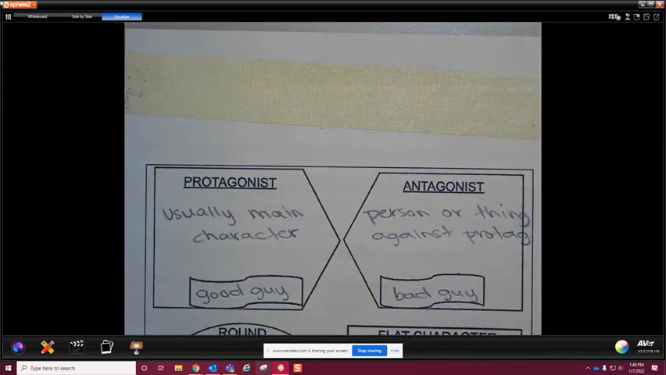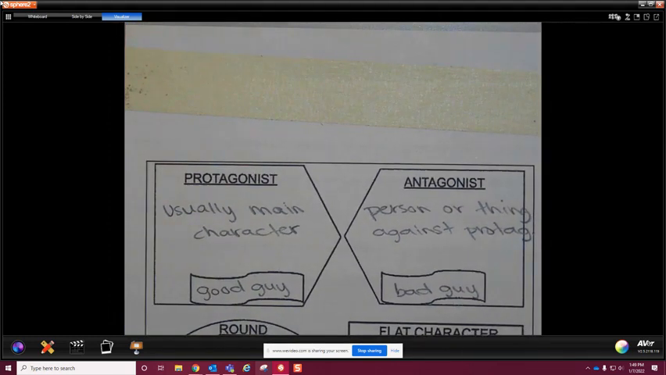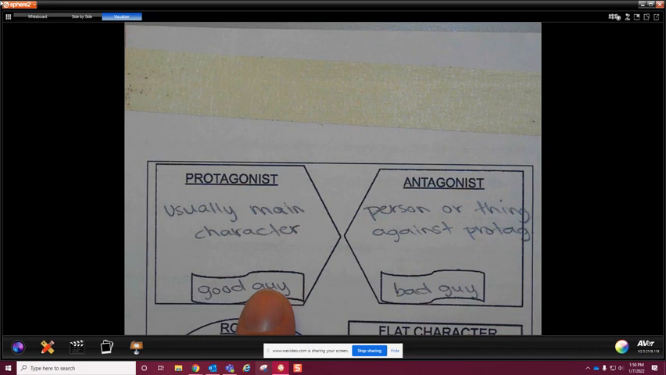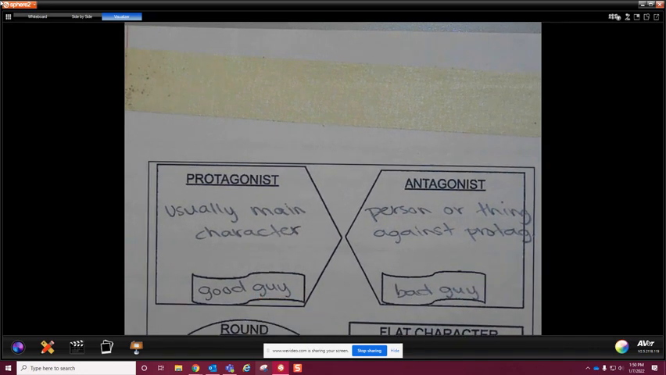So we have protagonist versus antagonist. This is something that you guys have learned quite a bit. But the difference between the two is that the protagonist is like the good guy versus the antagonist is the bad guy. So you have the protagonist who is usually the main character. They're usually good. And they are having some sort of conflict with this antagonist, this person or thing against them. They're kind of like the bad guy. Okay. As we keep going down and seeing the other types of characters, you're going to see, just like this, that the protagonist is opposite of the antagonist.